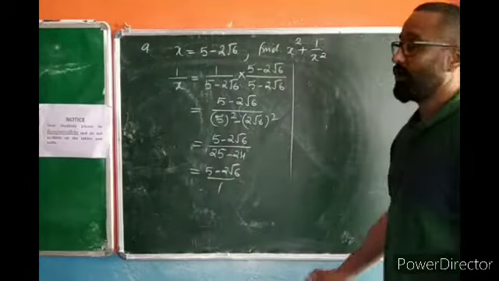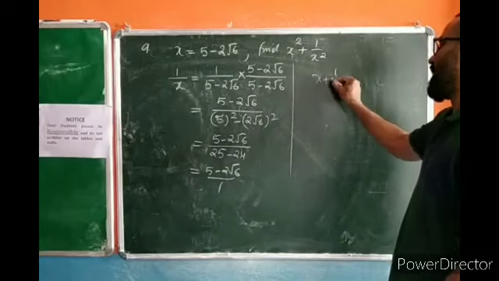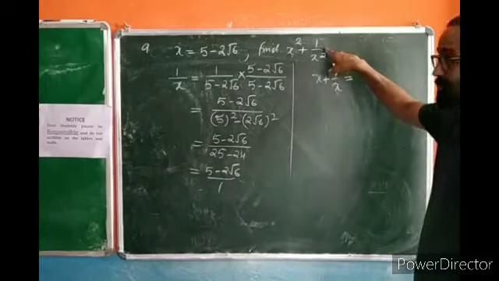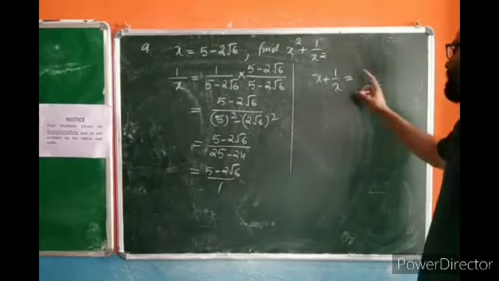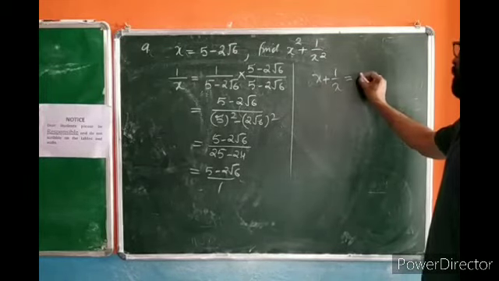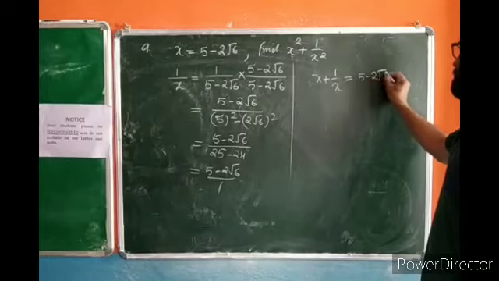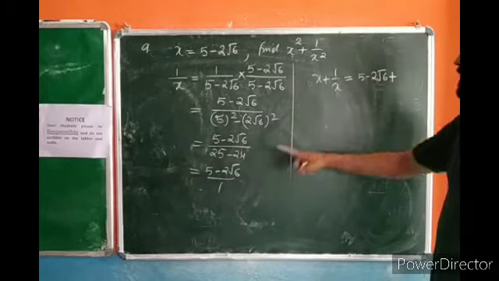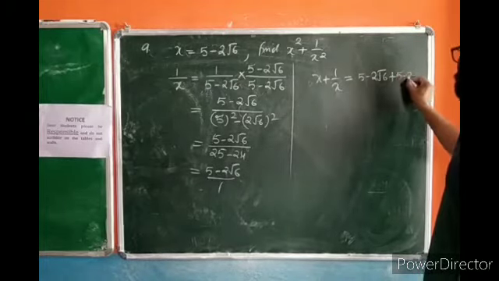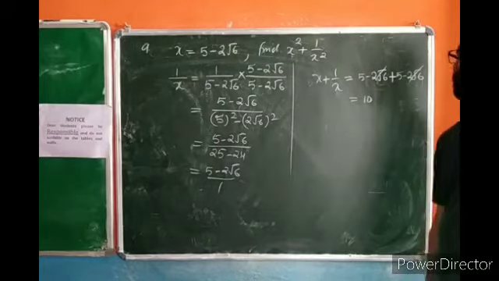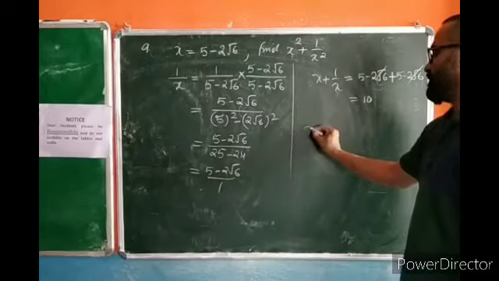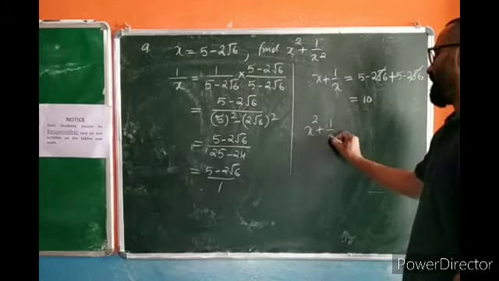So we calculate x plus 1 by x to get this value. The formula will be used, so the calculation will be easier. x we know is 5 minus 2 root 6, plus 5 minus 2 root 6, minus and plus cancel, you get 10. Simplified value.